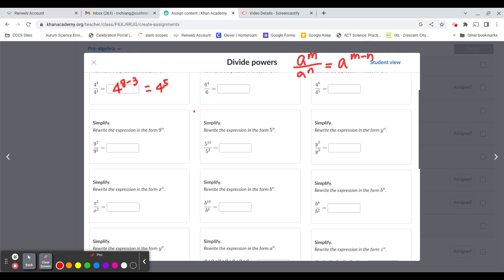The next one, same thing. 6 to the power 4, divided by 6, it's just 6 to the power 1. You need to subtract the power, 4 subtract 1 is 6 to the power 3. If you have a variable, just like multiplying the power, the variable stays the same, it's the same base. So y, use the top power, subtract the bottom power, y to the power 2.